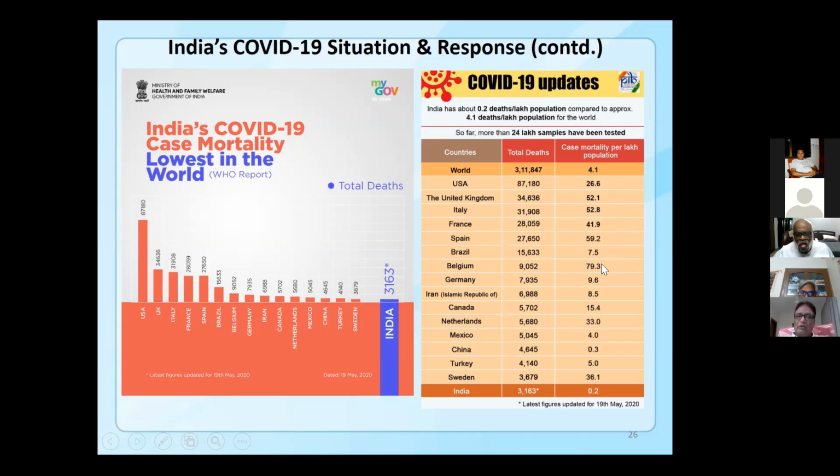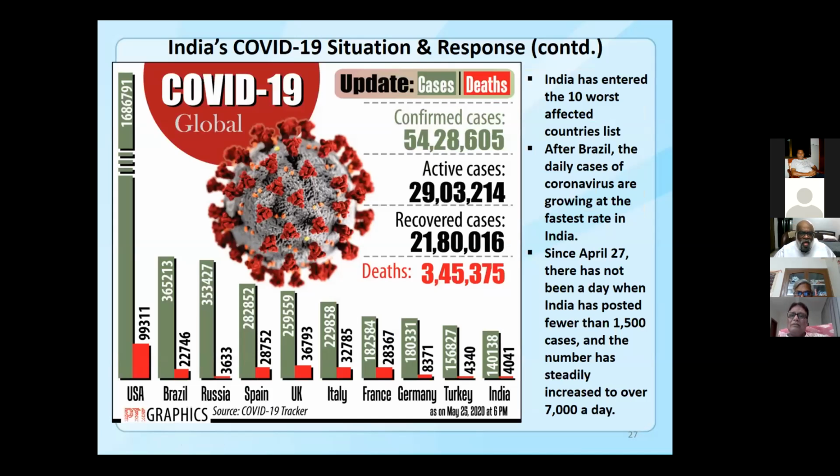So you have Belgium, which had a very high COVID mortality of, let's say, 79.3 and so on. So at the moment, our mortality rate is low, but we have entered the 10 worst affected countries. After Brazil, our daily cases of coronavirus are growing at the fastest rate. Since April 27, there has not been a day when India has posted fewer than 1,500 cases. And I think in the last few days, we are seeing more than 7,000 cases a day.